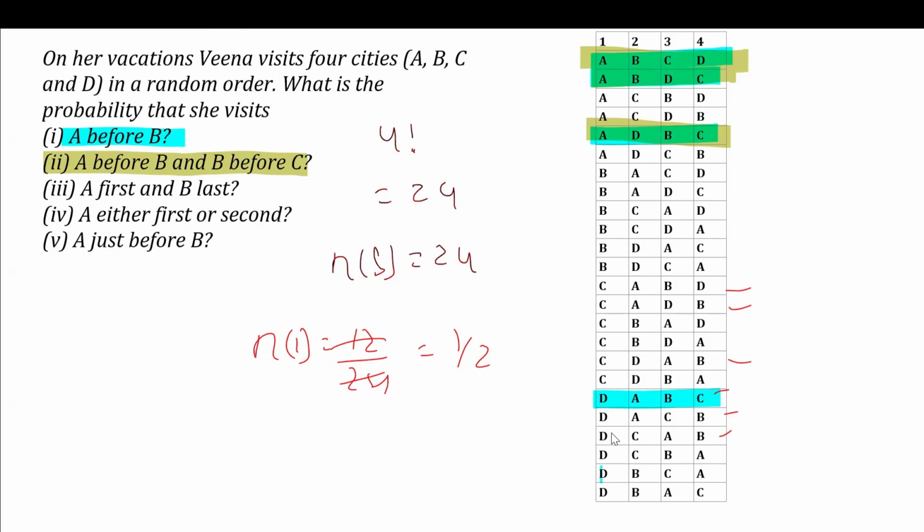So we can say that there are 1, 2, 3, 4. So therefore we can say that the probability, this is not n, sorry.